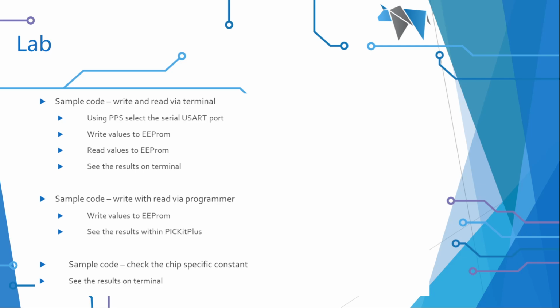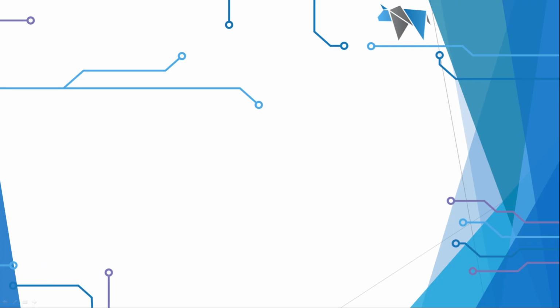So we're going to use a couple of things to make sure that we're getting valid results. We're also going to check the chip to see if it's got a particular constant. It's a small little program. It's really interesting and useful to see. And we'll just see those results on the terminal.